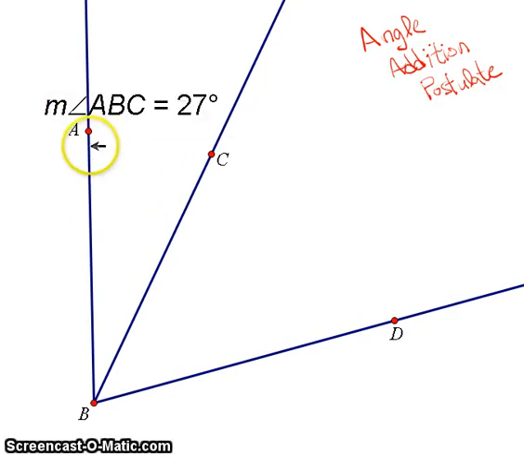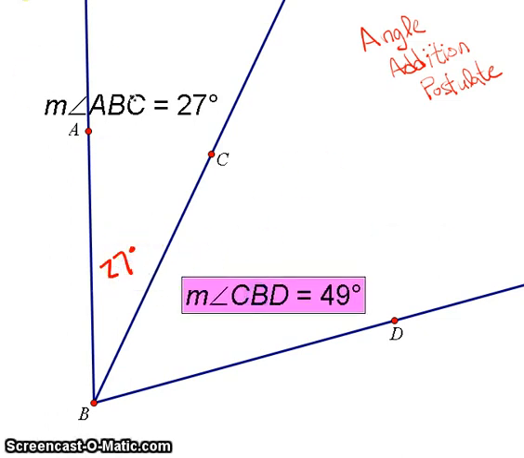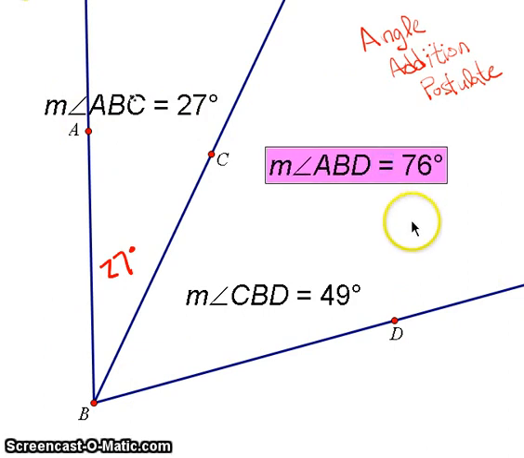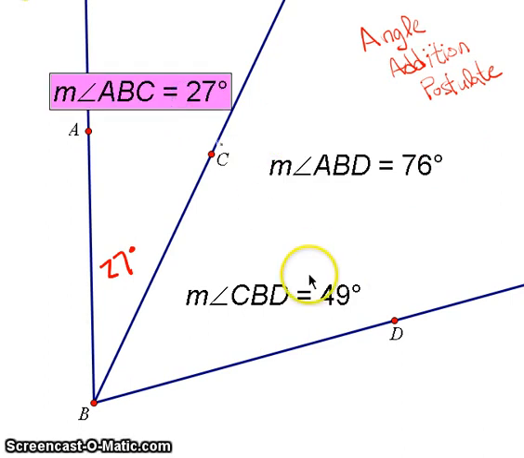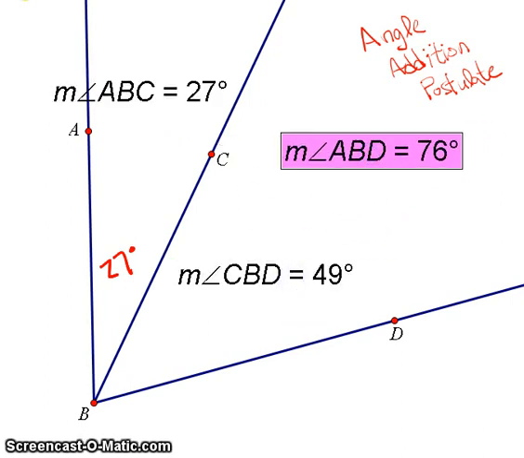of 27 degrees, this angle in here, 27 degrees, and CBD, this angle has a measure of 49 degrees. Basically, the angle addition postulate says this larger angle, angle ABD, the angle that covers both of them, will be equivalent to the sum of the smaller two. So if we take 27 and add it to 49, we should get 76.